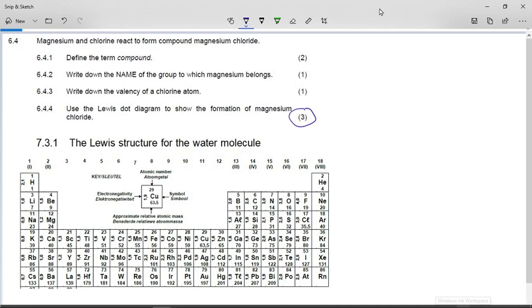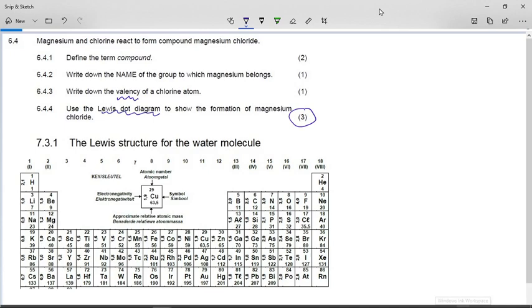Write down the name of the group to which magnesium belongs. You know magnesium's a metal. It's an alkaline earth metal. Now it says to you, write down the valency of a chlorine atom. So valency ties into Lewis dot diagrams. The two are linked, okay?